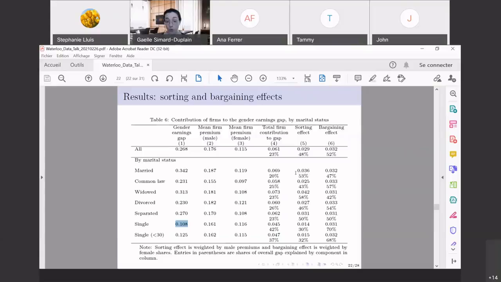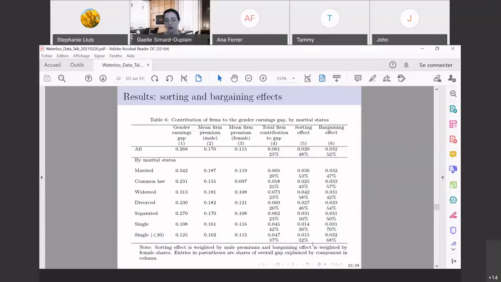What is new, however, is how the role of firms changes across people with different marital status. You can see here that 42% of that gap is accounted for among singles by firms, so by differences in firm premiums, compared to only 20% among married individuals. So twice as much of the gap, of the smaller gap, admittedly, but twice as much of the gap is accounted for by firms among single individuals.